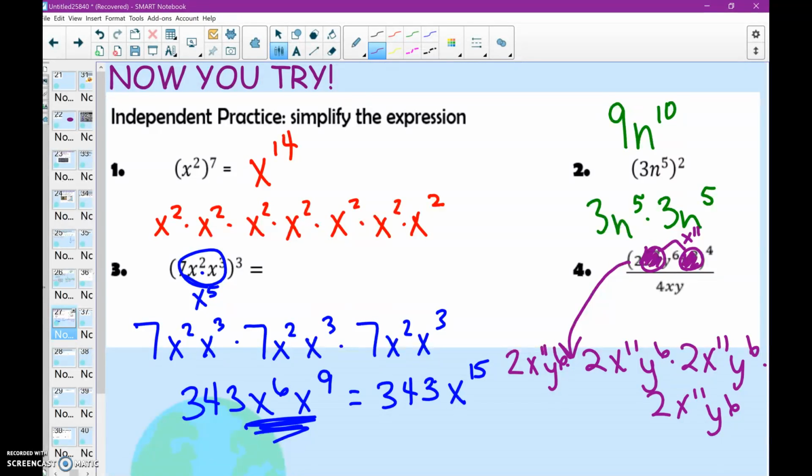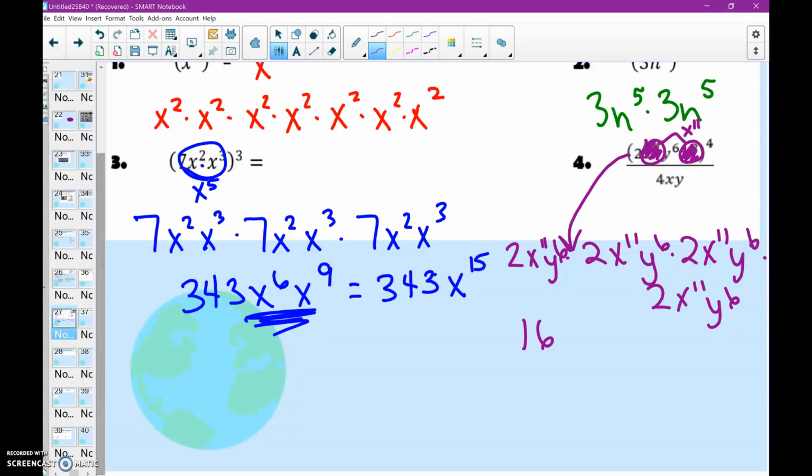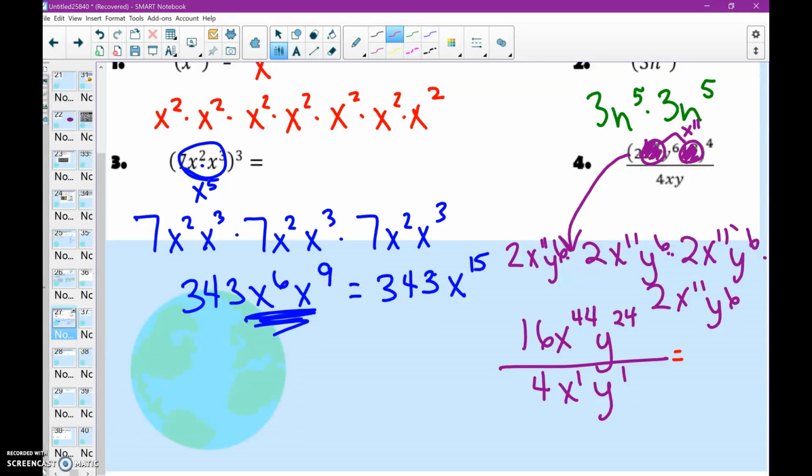All right, so 2 times 2 is 4. 4 times 2 again is 8. 8 times 2 again is 16 on the top. So I'm going to move down here a little bit. I have x to the 11th plus 11 plus 11 plus 11. If I add all those up, it totals 44. And then I have 6 plus 6 plus 6 plus 6. So that's y to the 24th. And then I got to bring this denominator back in. Can't forget about that guy. So I have 4x really to the first power, and then y really to the first power again. Now I got to start combining top to bottom.